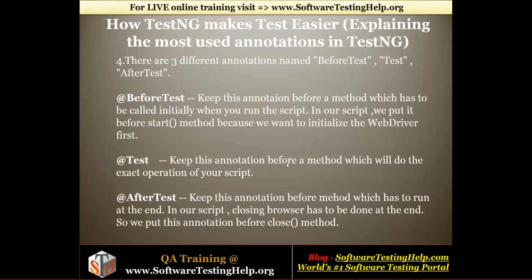And keep @Test before a method which will do the exact operation of your script. Means the requirement or the testing you want to perform, just write the logic under @Test. And in @After test, keep this annotation before the method which has to run at the end. In our script, closing the browser has to be done at the end, so we put this annotation before the close method. So this is the structure, or you can say the basic annotations of TestNG: @Before test, @Test, and @After test.